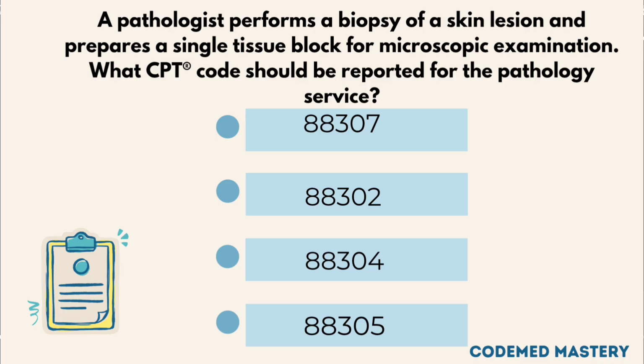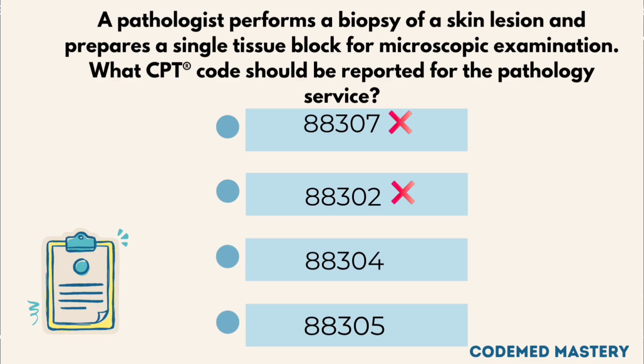Now we have to check the specimen given in the question is under which level. In the question they have given pathologist performs biopsy of a skin lesion and prepares a single tissue block for microscopic examination. In the code 88307 level 5, skin is not present in the list. Therefore, we'll eliminate 88307 and under 88302, they have given skin plastic repair. But in the question, there is biopsy of a skin lesion. It is not skin plastic repair. Therefore, eliminate option B 88302.